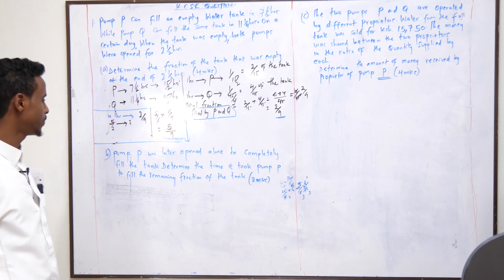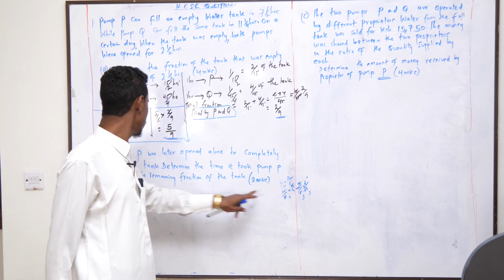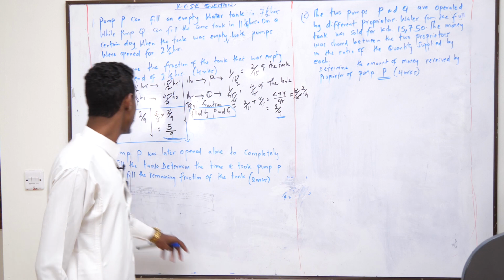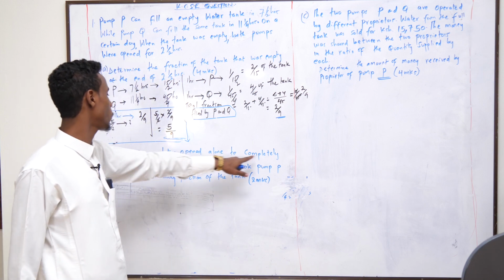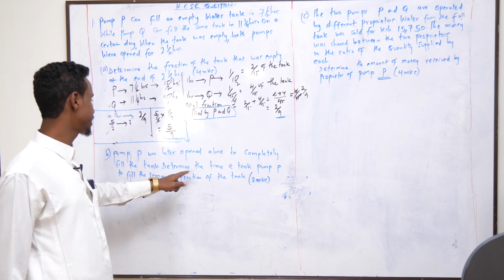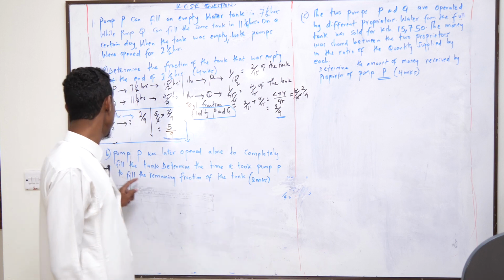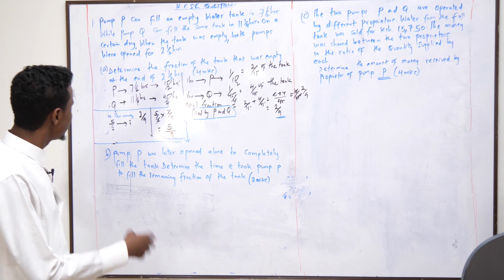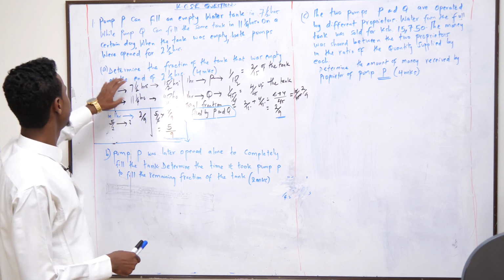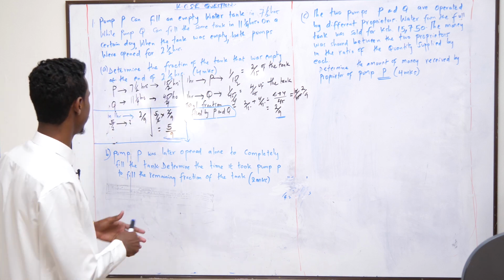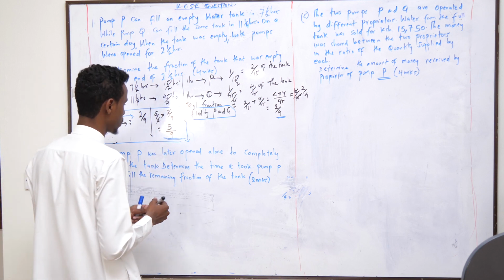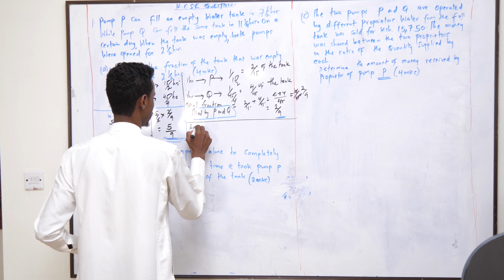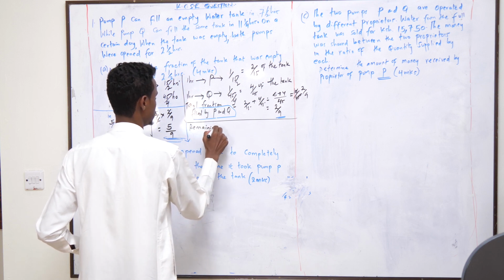Part B of the question reads very simple. Pump P was later opened alone to completely fill the tank. Determine the time it took pump P to fill the remaining fraction of the tank. Very good. Now class, the remaining fraction of the tank. Now determine the fraction of the tank that was empty at the end. This was the fraction filled. Remaining fraction.